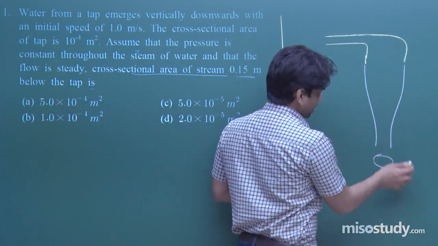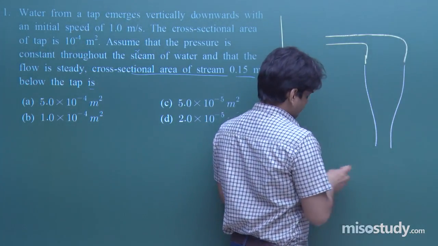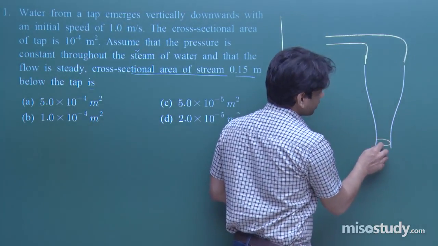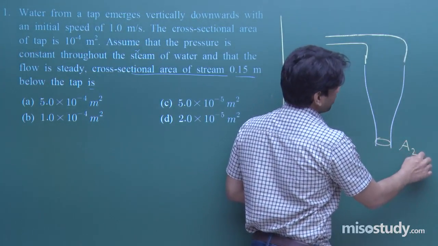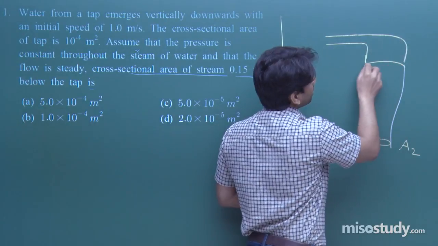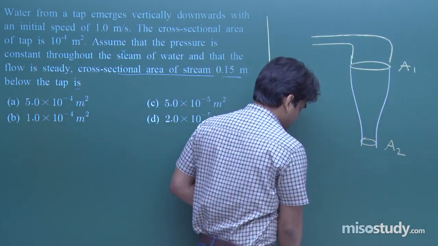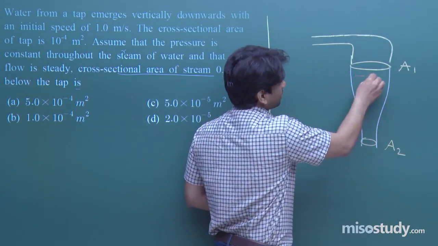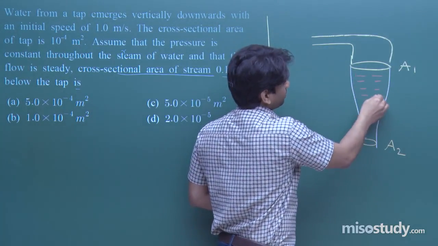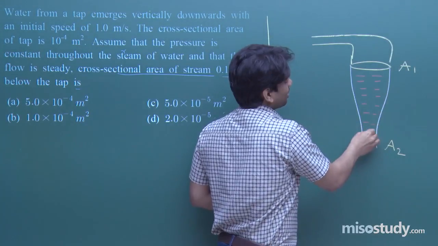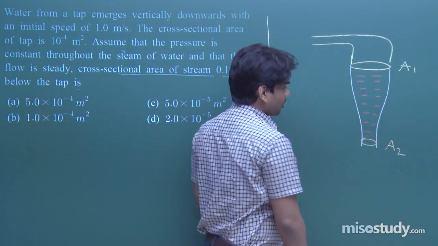So let's say the area of cross section at the bottom is different, and let's say it's A2. The area of cross section at the top is A1. So this is the water that is coming out through the tap. Try to understand that I have drawn a stream of water that is coming out from the tap.